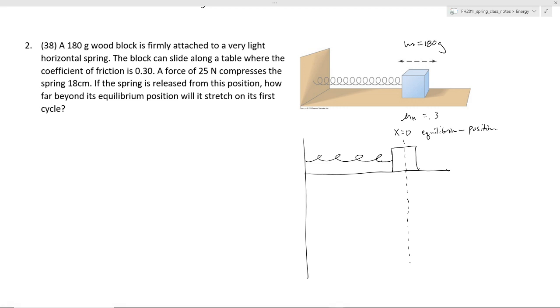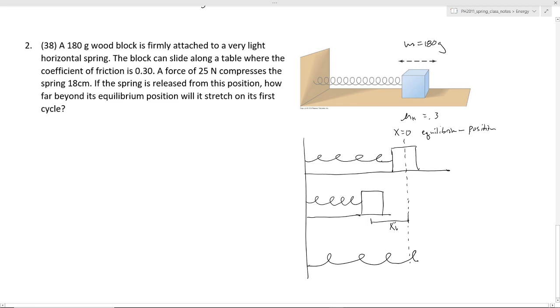So what we do is we start at some equilibrium position, we compress the spring. If I can draw a square here. We compress the spring some initial x, let's call it x initial, and then we're going to let it go, and it's going to bounce back.